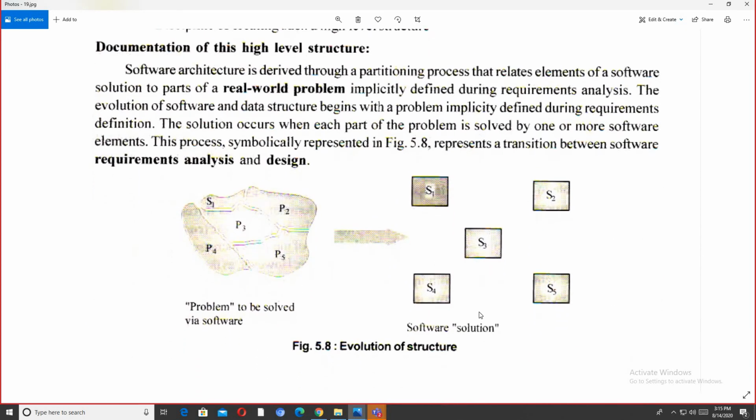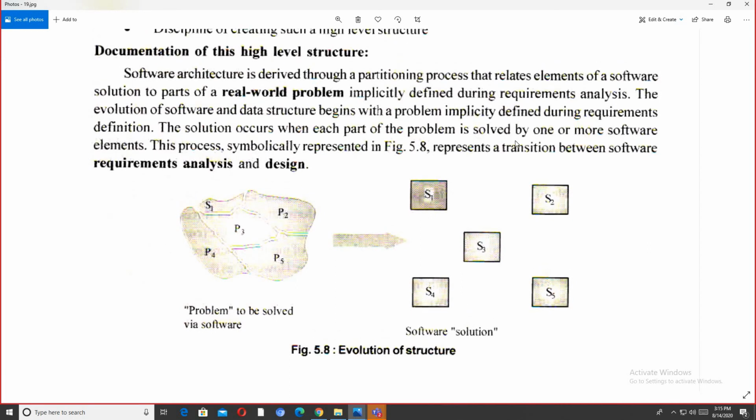Now this high level structure, you can see how it is evolving. First of all, there are problems like P1, P2, P3, P4, P5. These are the problems to be solved, and there are going to be some software solutions as software S1, S2, S3, S4, S5. This is the transition which is actually happening when we go from requirement analysis and design to finally giving a phase to the software architecture.